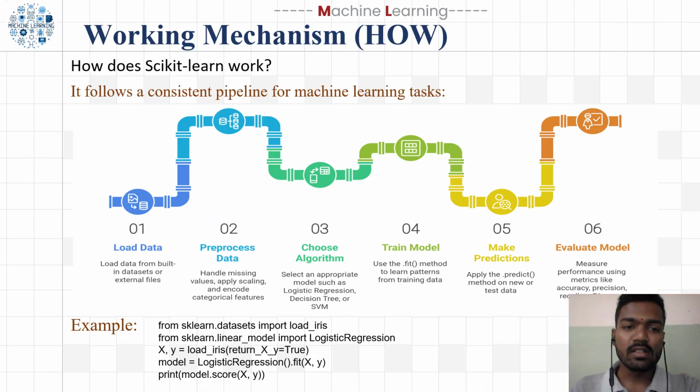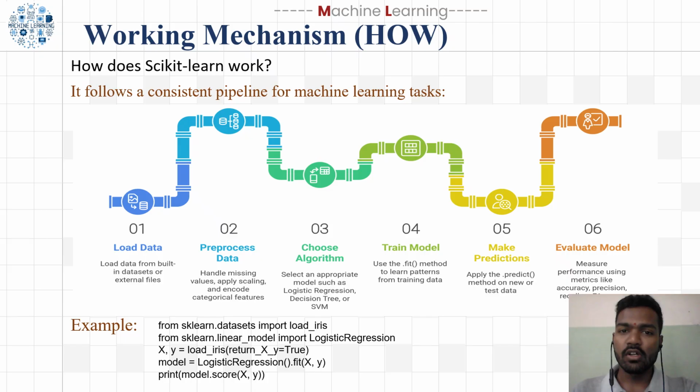So how does Scikit-learn work? Here it follows a consistent pipeline for machine learning tasks. The workflow is straightforward: load dataset, select a model, choose the algorithm, train it, test it, evaluate, predict. For example, suppose a teacher wants to predict students' exam marks from their study hours. With Scikit-learn, load the dataset, choose the regression model, train using the fit function, and check accuracy with the score function. So it is just a few simple steps.